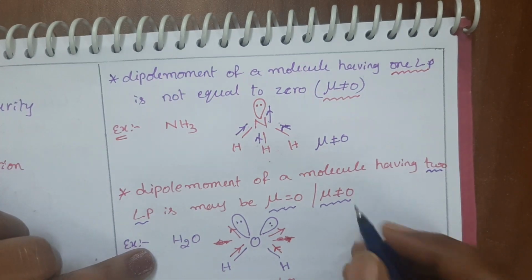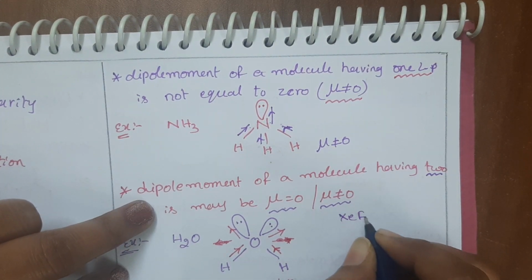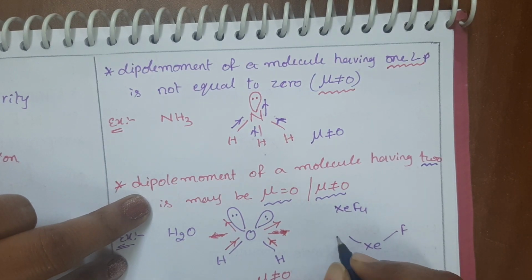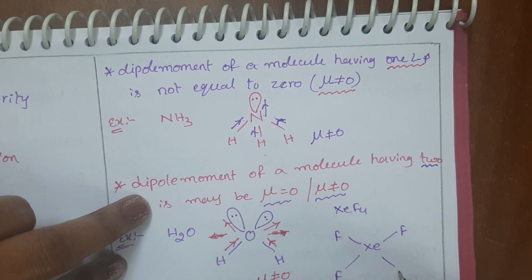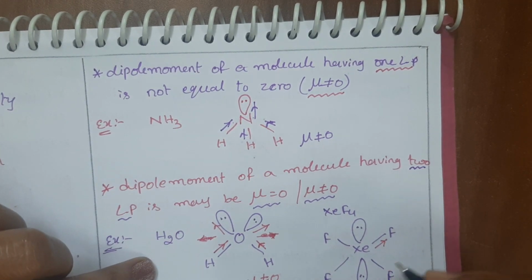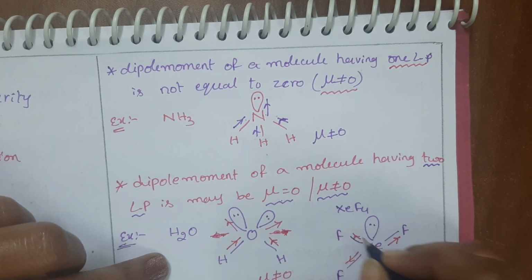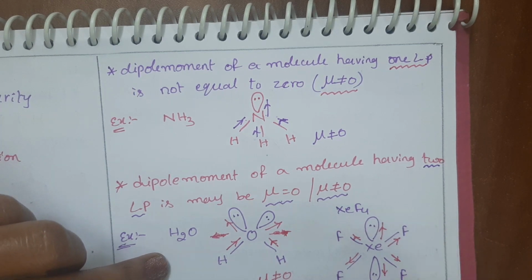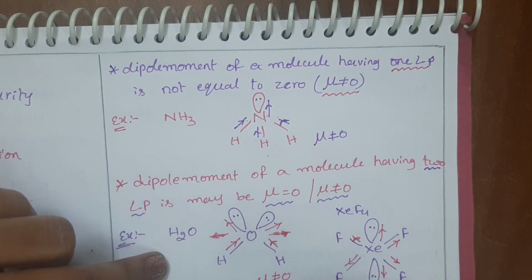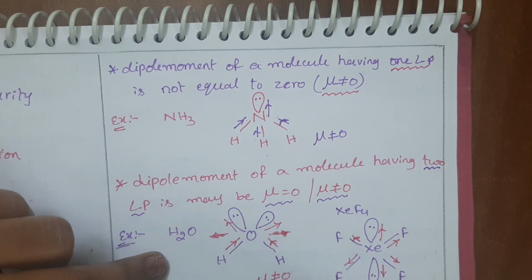And next take one more example as XeF4. For this xenon tetrafluoride, draw the structure first. So xenon to fluorine, because fluorine is the most electronegative element, and next here also in this way, here also in this way. But here atom to lone pair, xenon to lone pair, xenon to lone pair. See here, for this one all dipole moments will get cancelled.